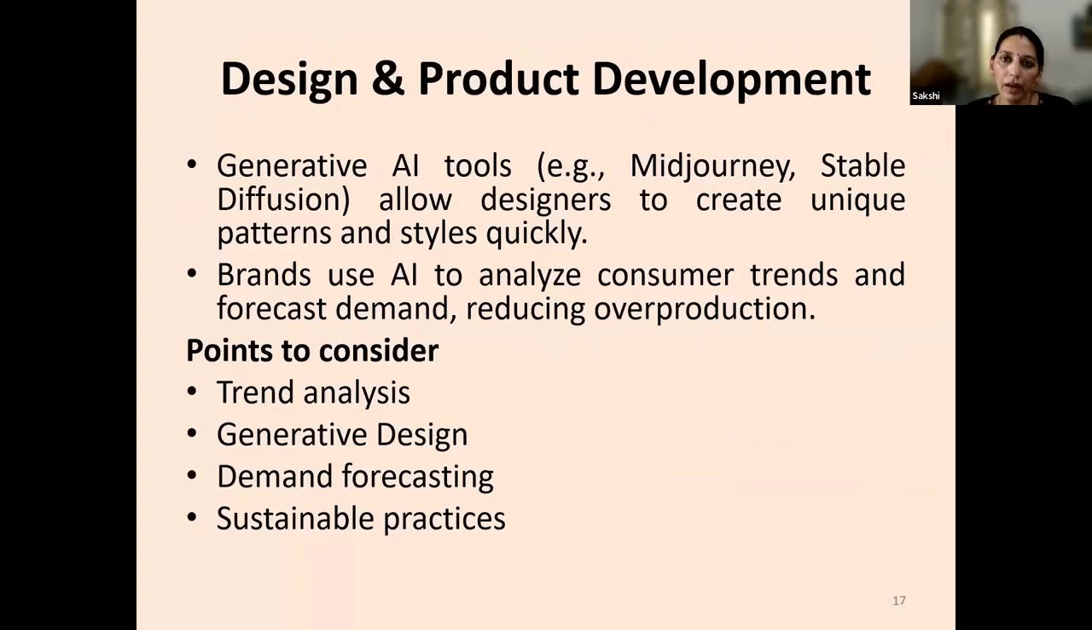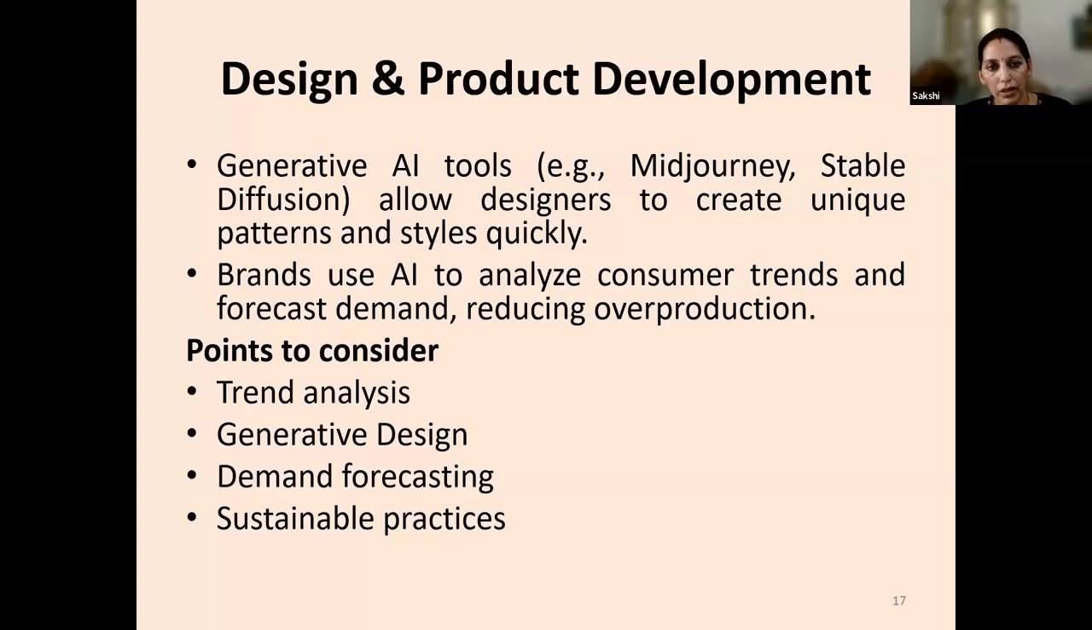Next is design and product development. Design and product development mainly deals with this: we have got the forecast, means this type of fabric will be there, this type of style line will be there, this type of color will be there in the next season. So based on that, we are going to create a design and develop a product.